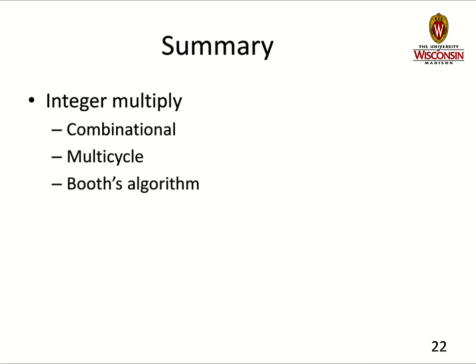Summarizing this lecture, we looked at integer multiplication. First, we looked at a combinational solution that is fairly hardware intensive. Then we looked at simple multi-cycle implementations. And then we talked about Booth's algorithm as a way of accelerating the multi-cycle implementation from 1 bit per cycle to 2 bits per cycle.